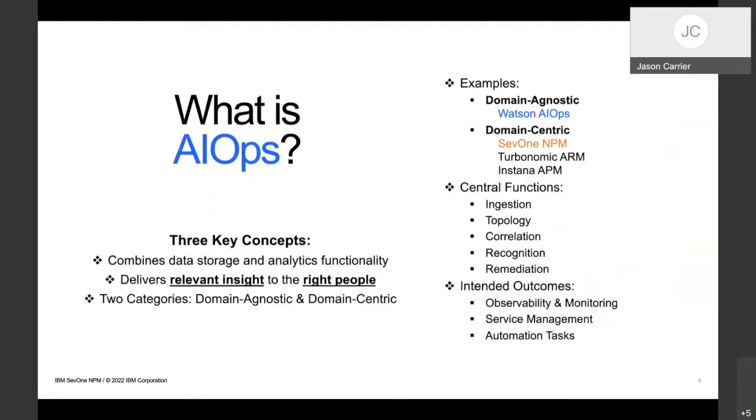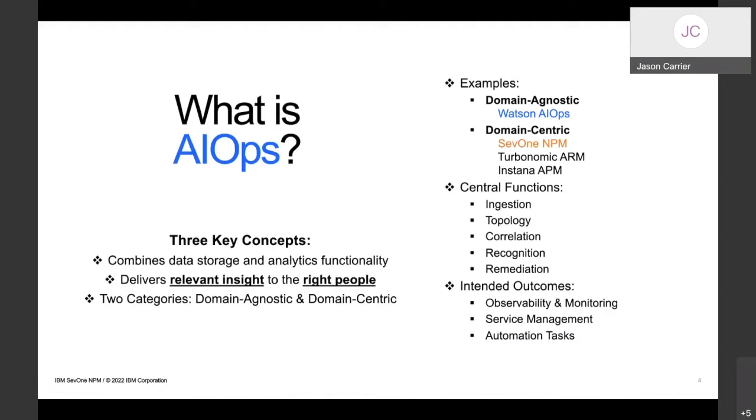And so now that we've defined AI, what is AIOps? This is taken heavily from a Gartner definition that I've overlaid some IBM specific data on top of. With AIOps, there are three key concepts we need to keep in mind: it's combining a data storage function with an analytics function, and that together delivers a relevant insight to the right person.